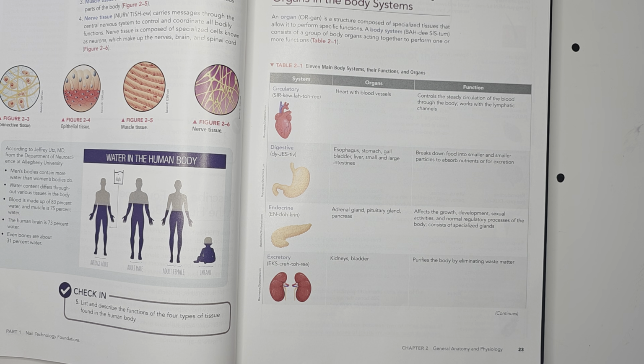Table 1, 11 main body systems, their functions and organs. Circulatory system. The organs are the heart with blood vessels. Function: controls the steady circulation of the blood through the body, works with the lymphatic channels. The digestive system organs are esophagus, stomach, gallbladder, liver, small and large intestines. Their function is to break down food into smaller and smaller particles to absorb nutrients or for excretion.